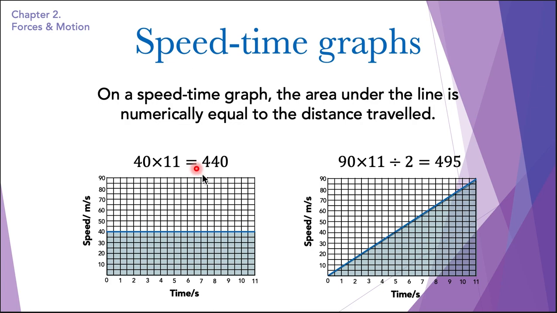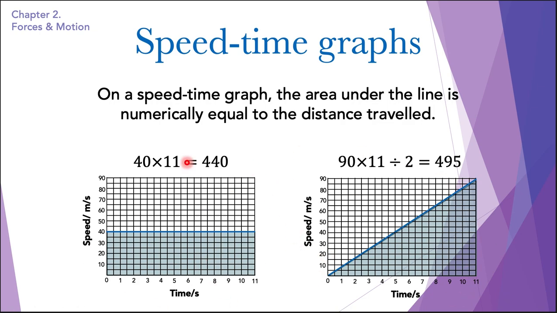But if the graph is something like this, then we would multiply 90 by 11, just like we did with this, and then divide it by 2. So basically half the value. So we find the distance traveled. So this is how we find the distance using a speed time graph as well.